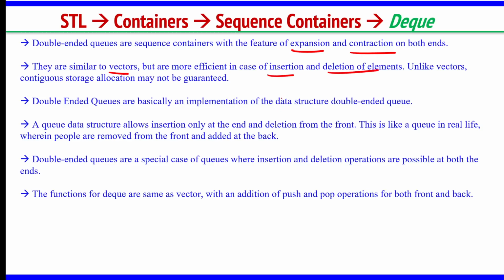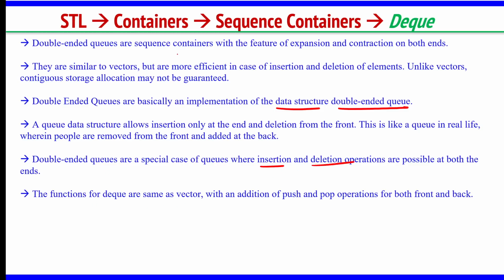But in vectors, memory allocation is continuous, whereas in Deque it may or may not be continuous. That is basically the implementation of the data structure double ended queue. A queue data structure allows insertion only at one end and deletion from the other end. This is like a queue in real life. Double ended queues are special types of queues where inserting and deleting happen at both ends.